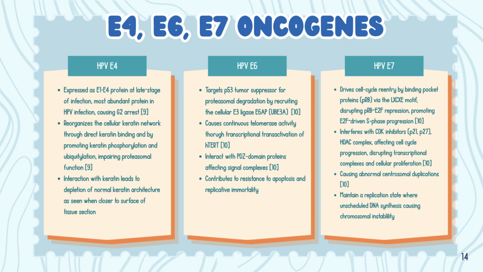For E6 protein, it targets the p53 tumor suppressor found in the cell regulation system. However, on its own the protein cannot target it for proteasomal degradation, hence requiring cellular E3 ubiquitin ligase, binding through its LXXLL motif, and forming a complex that can label it and cause the proteasomal degradation.